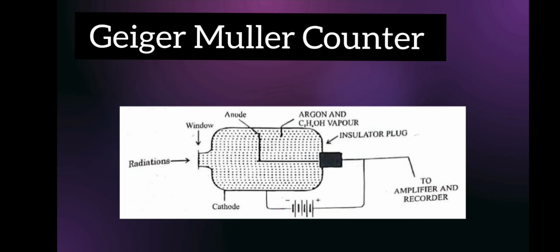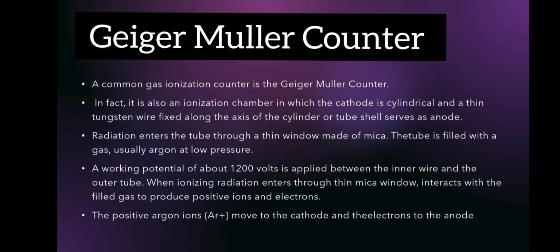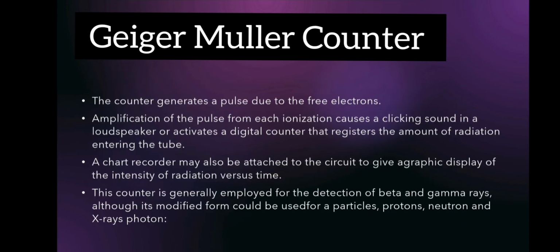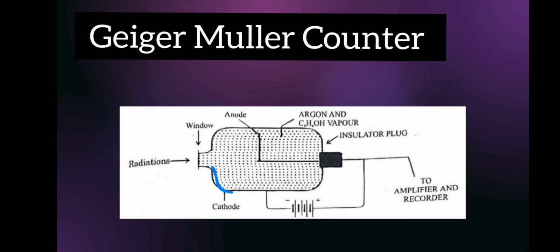So now moving back, a common gas ionization counter is the Geiger Muller counter. In fact, it is also an ionization chamber in which the cathode is cylindrical and a thin tungsten wire fixed along the axis of the cylinder tube shell serves as the anode. So a Geiger Muller counter consists of an ionization chamber in which the cathode is cylindrical and the anode is a wire.